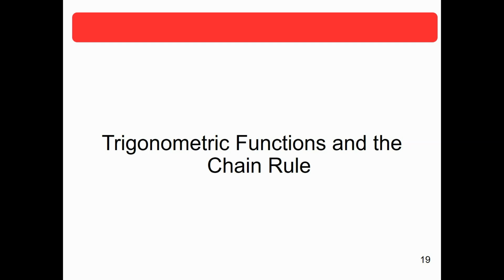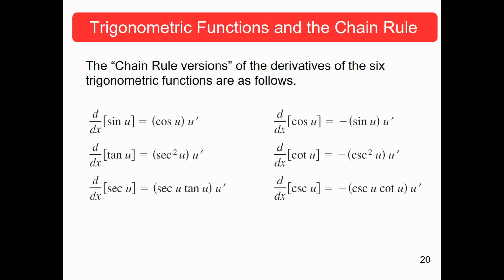In this video, we are looking at trigonometric functions and the chain rule. So, remember when we talked about the chain rule, the definition, we used a u to say that u is a function of x, so that denoted that it was a composite function. We're going to do the same thing with all of our trig functions. We're going to say sine of u. In this case, u is just some function of x.